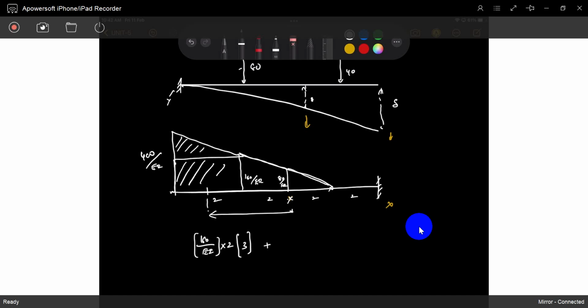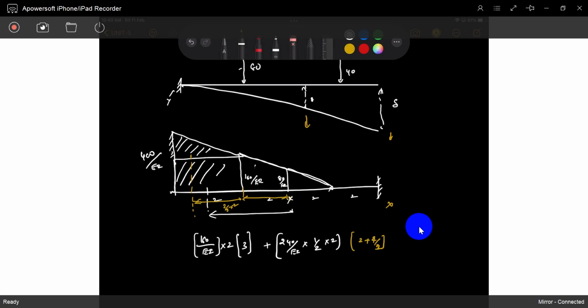And here, what is this value? 400 minus 160. What is this value? It's 240. So 240 by EI, half into 2. That is the total area. The center of gravity lies here. So 2 plus this value. This value is what? 2 by 3 of 2. So 4 by 3. So the distance is 2 plus 4 by 3. That's it. This location is over.